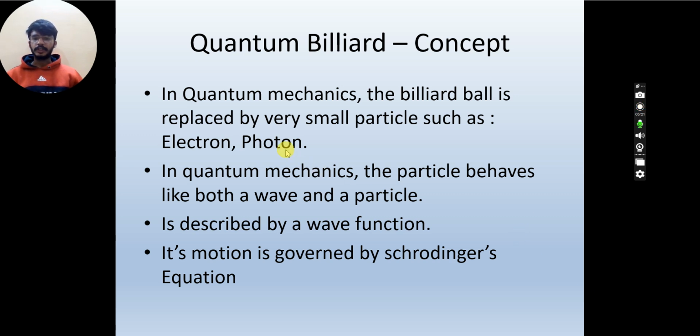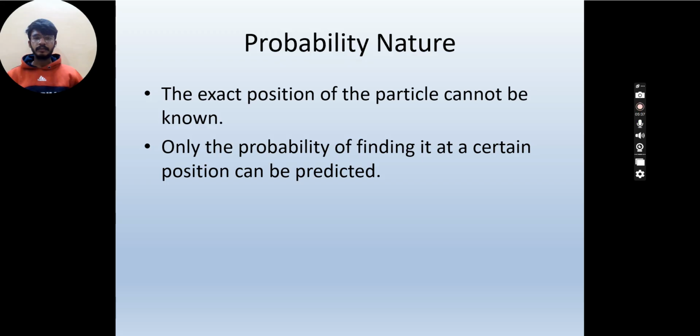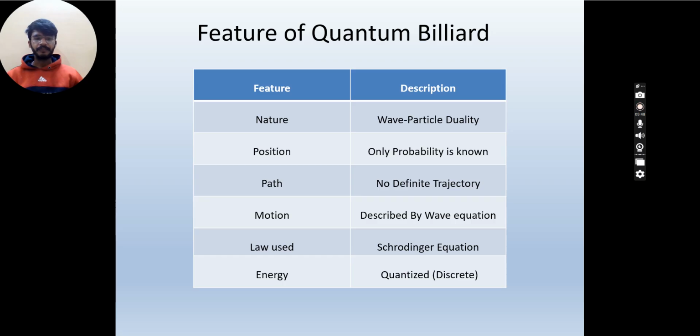Quantum billiard concept. In quantum mechanics, the billiard ball is replaced by very small particles such as an electron or photon. In quantum mechanics, the particle behaves like both a wave and a particle. It is described by a wave function. Its motion is governed by Schrodinger's equation. So let's take its probability nature. The exact position of the particle cannot be known. Only the probability of finding it at a certain position can be predicted.